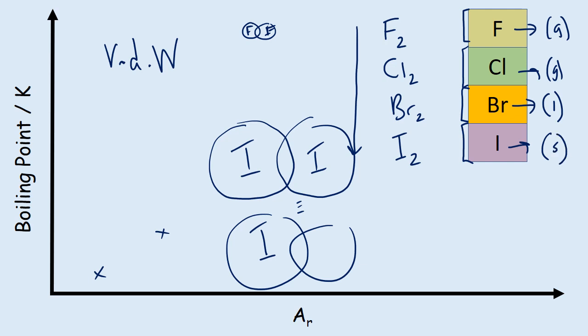So there is an increasing boiling point down the group, no exceptions. And that's due to stronger van der Waals forces, due to having more electrons and stronger temporary dipoles and stronger induced dipoles, more energy being needed to break those bonds.